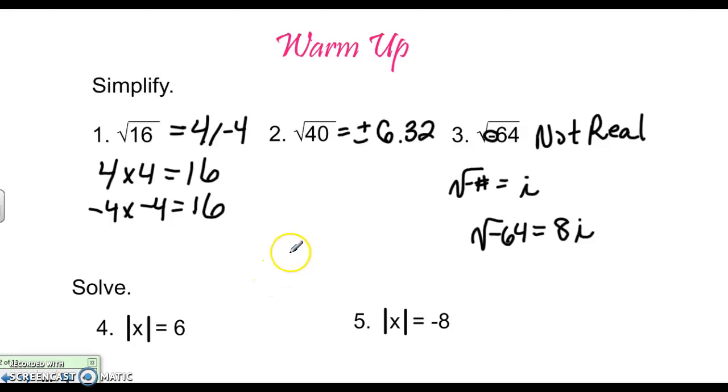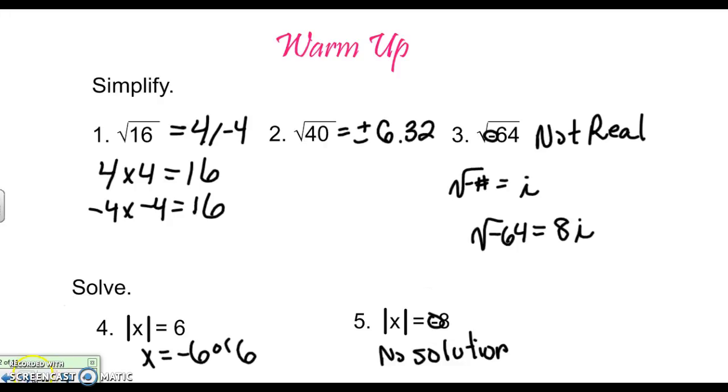Now, we're going to talk about absolute values. When we say the absolute value of x equals 6, we can look at it as x equals negative 6 or x equals positive 6. But if we look at number 5, we have to say there's no solution. And the reason there's no solution is because of the negative 8.